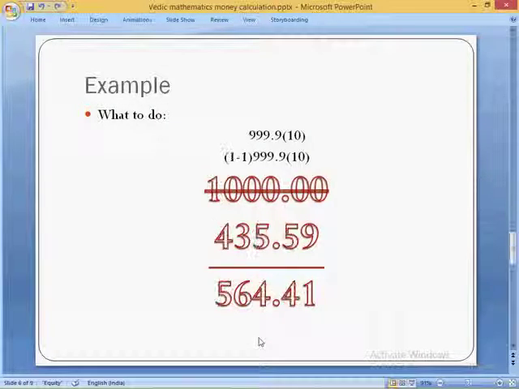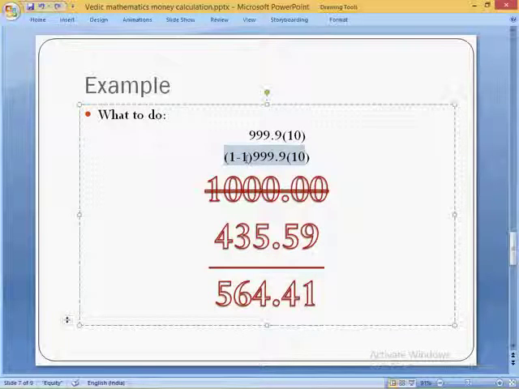Let's come to a few more examples. Now here I have this 1000 rupee note, and you have to pay $435.59. So first thing, subtracting 1 from the first digit will give 0, so I don't have to write the 0, and for the remaining zeros I will write 999.9, and for the last digit I will write 10.